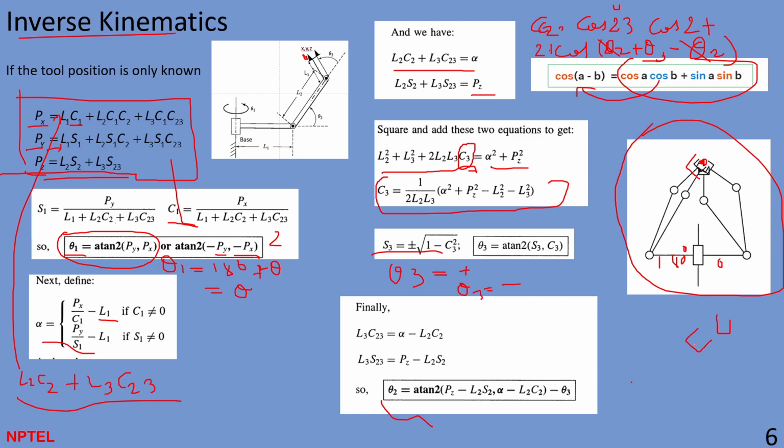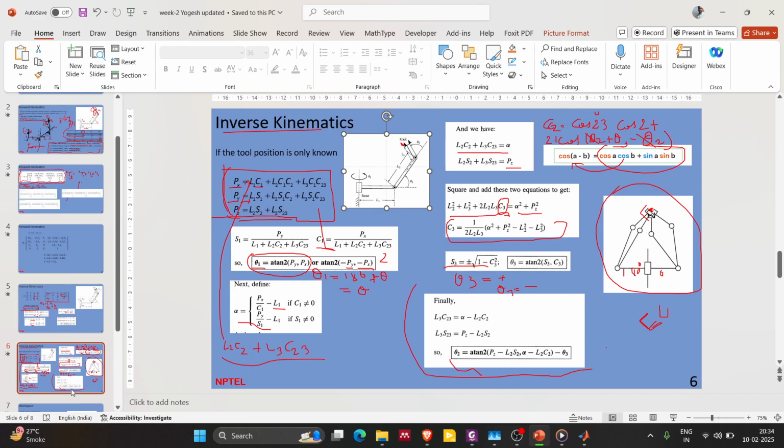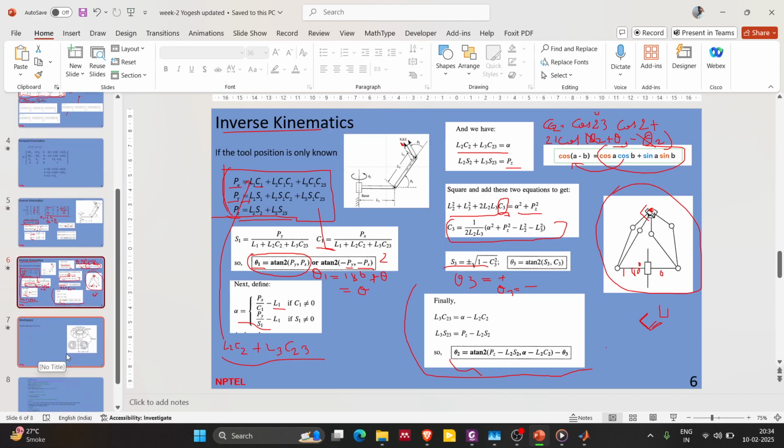You see here we have only known the position. If you would have known the orientation of this tool also, then there might not have been a problem. In that case, you will only get one solution. So that is the case with inverse kinematics. You will get multiple solutions, whereas in case of forward kinematics, you will only get a single solution.